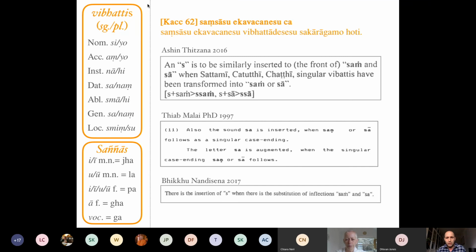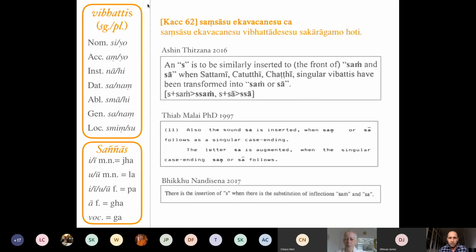And these are again translations of this "saṃsasu ekavacanesu ca" with the gloss or vutti "saṃsasu ekavacanesu vibhatyādesesu sakāragamo hoti". You can already see that "sakāragamo hoti" is recurring from the previous rule. There is nothing in "saṃsasu ekavacanesu ca" that tells you that the concept sakāragamo is there. It is not explicit, but because of the "ca", we have to read it again. So see how the translators render this rule with the comment.